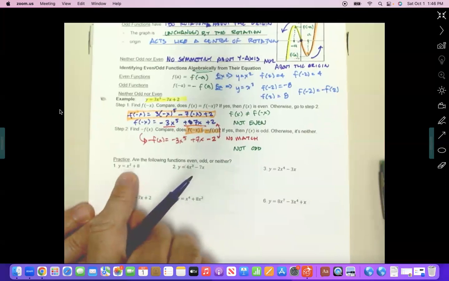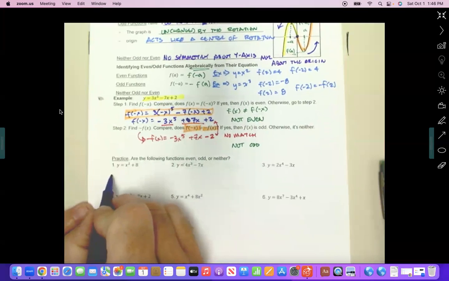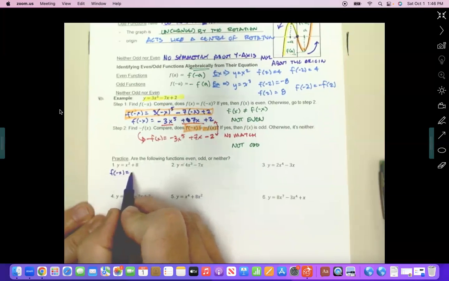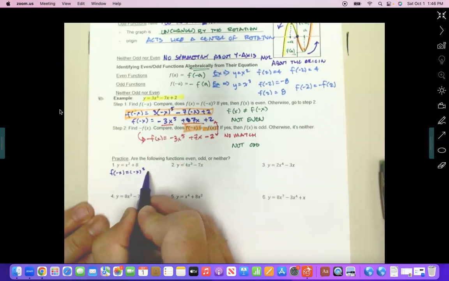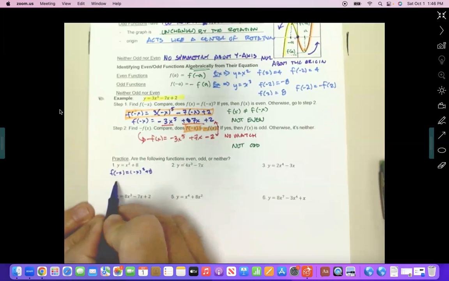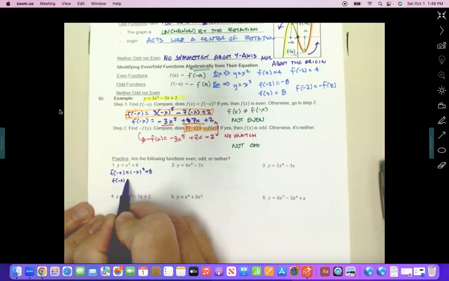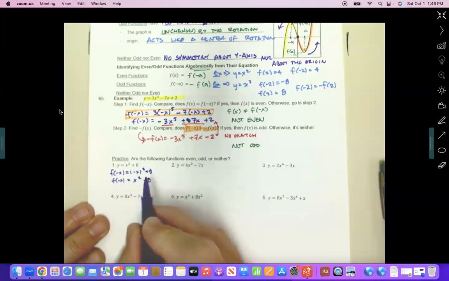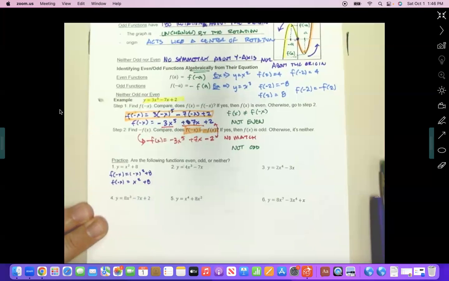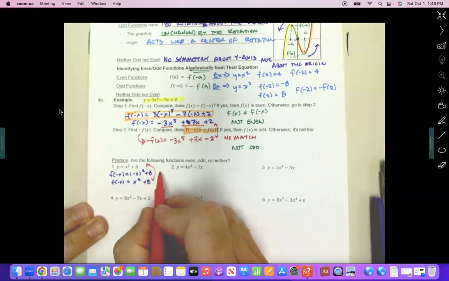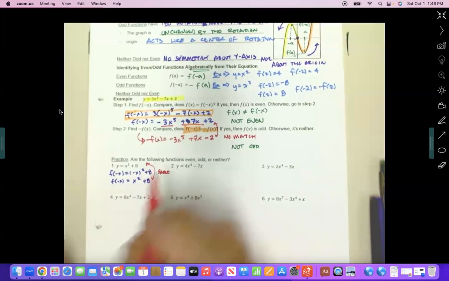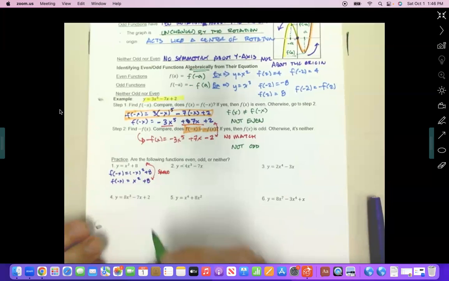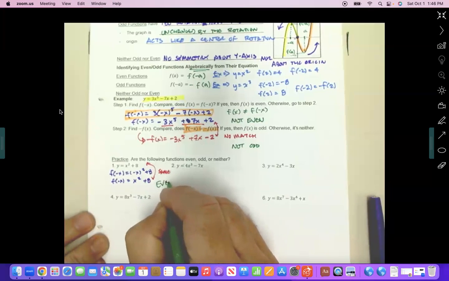So you can see that if we take f of negative x, this will give us a negative x squared plus 8. Negative x squared will give us a positive x squared plus 8. And you'll see that this is the same as the original function. Therefore, we can now state that this is an even function.